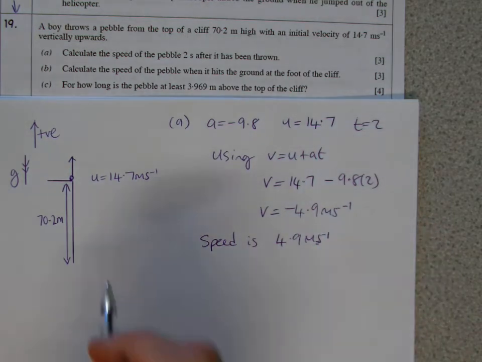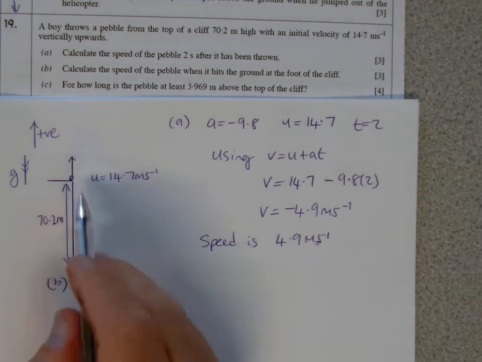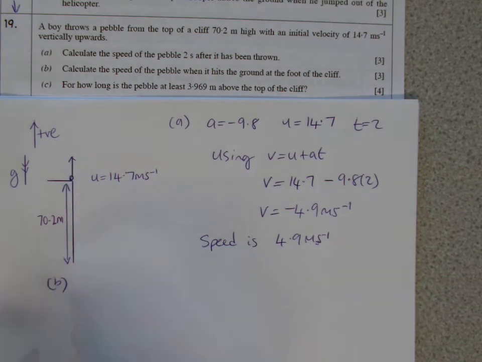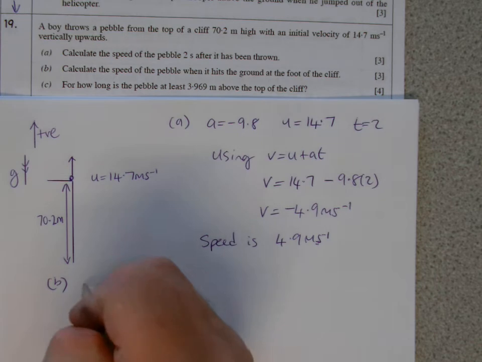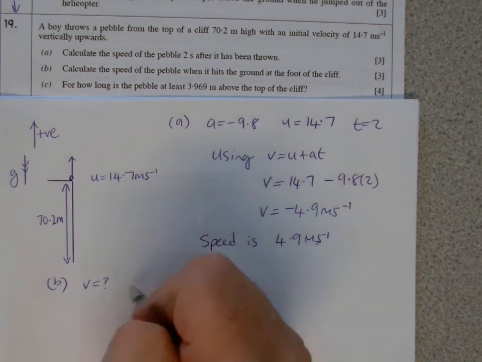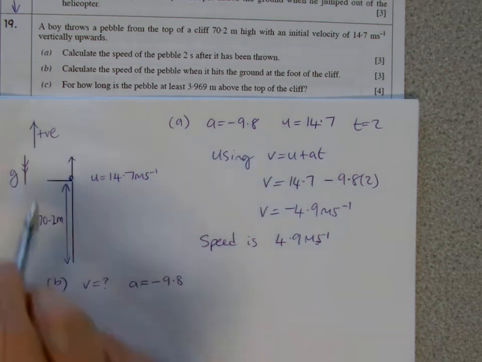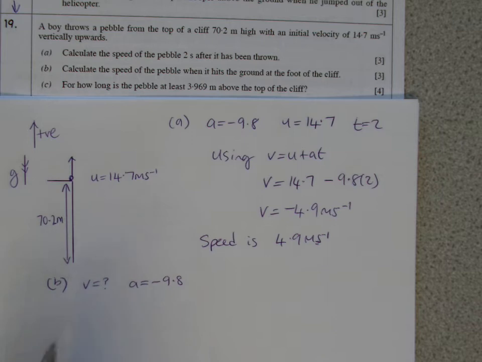Part B then says calculate the speed of the pebble when it hits the ground at the foot of the cliff. So it'll go up and then it'll come down and hit the ground. It's important to note that when it hits the ground, it's going at some speed. So we want to work out what v will be. Acceleration will still be minus 9.8, because we're taking upwards as positive. Remember, the direction it initially goes in, that's what we're taking as positive.